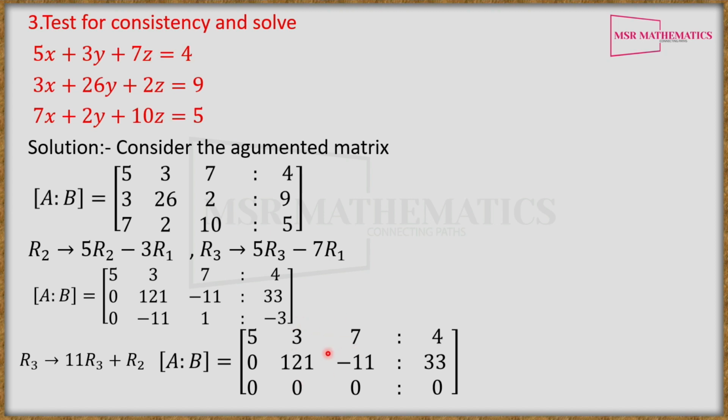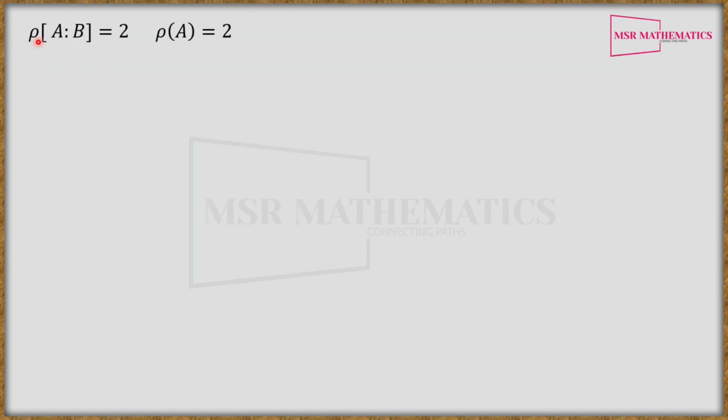Here this is our A, and this value is A augmented with B. Observing this A, we have one zero row. Here we have 2 non-zero rows. Therefore, we can conclude that the rank of A is 2. Similarly, the rank of A augmented with B is also 2, because here we have one zero row and 2 non-zero rows. Call this equation number 1. Therefore, rank of A augmented with B is 2, and rank of A is 2.